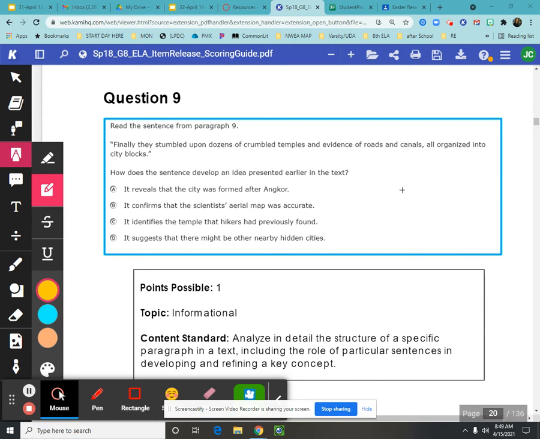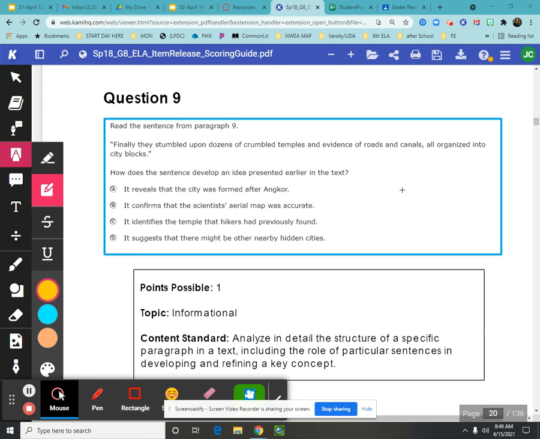Number 9. So read the sentence from paragraph 9. Where are we finding it? Paragraph 9. So highlight that. Finally, they stumbled upon dozens of crumbled temples and evidence of roads and canals, all organized into city blocks. How does this sentence develop an idea presented earlier in the text? So earlier in the text, we must have heard something about the crumbled temples and things. So how does this sentence develop that?